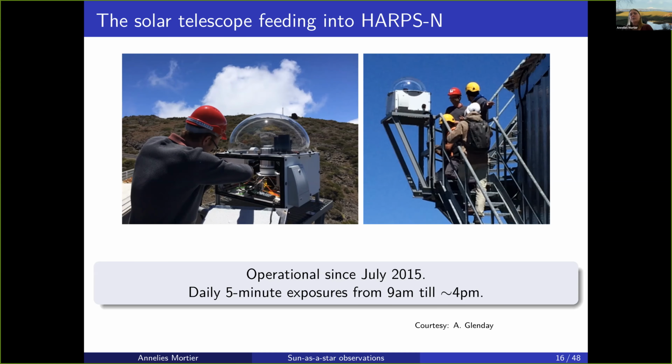We started observing in July 2015, which means we have a staggering 7 years of observations by now, but which also means that we haven't yet observed during solar maximum. We take daily 5-minute exposures, trying to average over the solar oscillations. We start observing at 9 a.m. till the TO or the observer decides that, hey, we want to do calibrations, stop. Obviously this timing differs throughout the year and with different telescope operators.